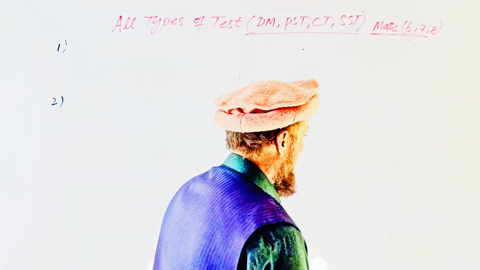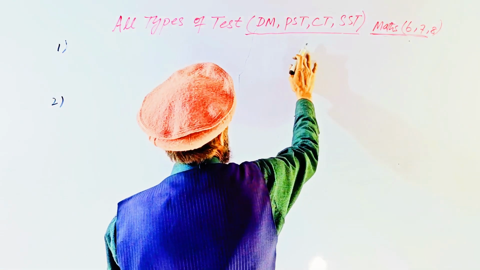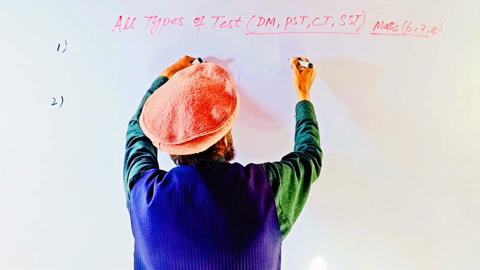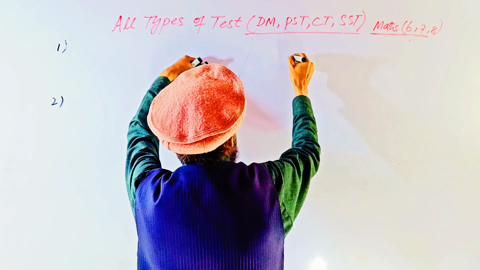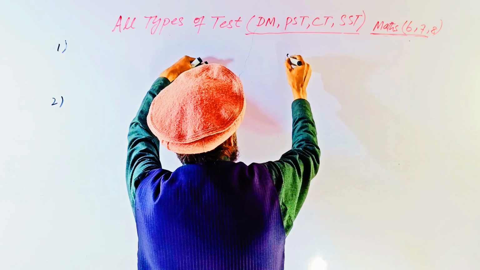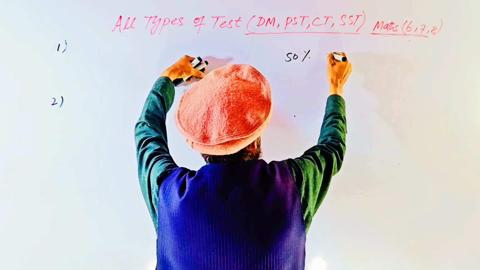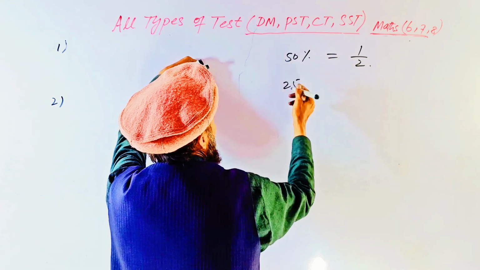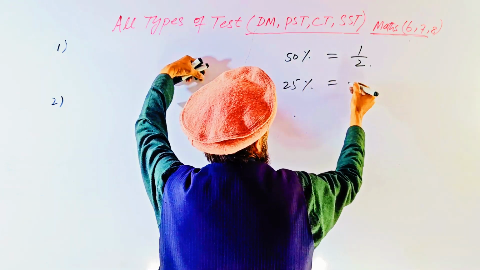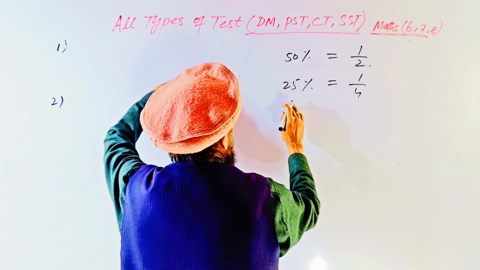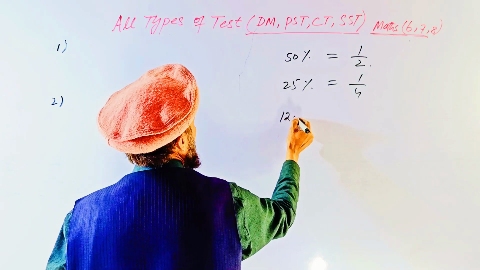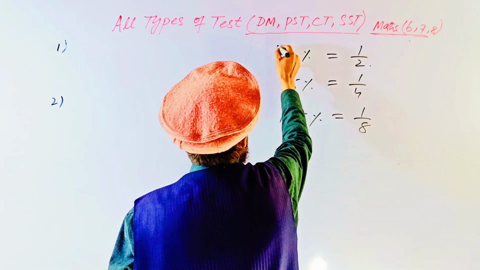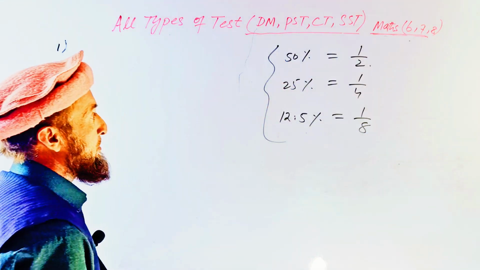So for example, you must remember the percentages, as most of the students are confused. Here you must remember 100%, you know that 50% we can write as 1 by 2, and 25%, further we divide this percent, we get 1 by 4, and further this one we divide by 2, so this will be equal to 1 by 8. So these are the percentages you must remember.